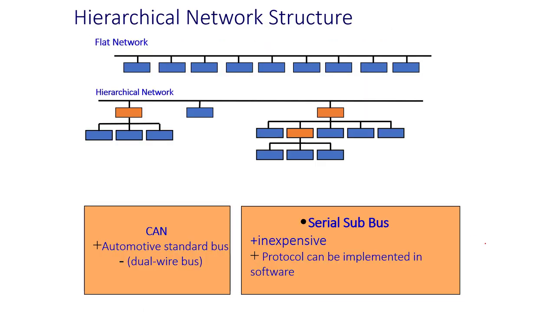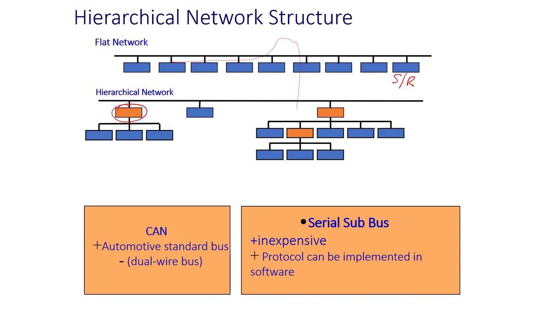So a standard CAN bus would be a typical flat network. Right, a single bus and senders, receivers connected to it. You could have a hierarchical network also, where any sender receiver would also be heading another bus. It would be the gateway for another bus. So this could be a hierarchical design.